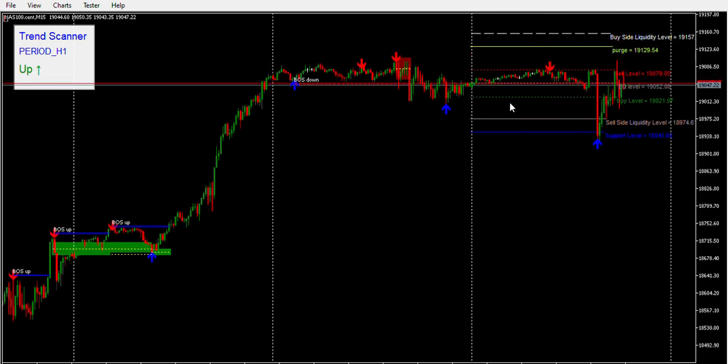So we know that on our higher time frame the trend is up, and on our current time frame the trend was up, and then it started to consolidate here, where it then hits our sell side liquidity. So we buy at this level here and take our profits at the sell level here, or even place our take profit at the purge levels there.